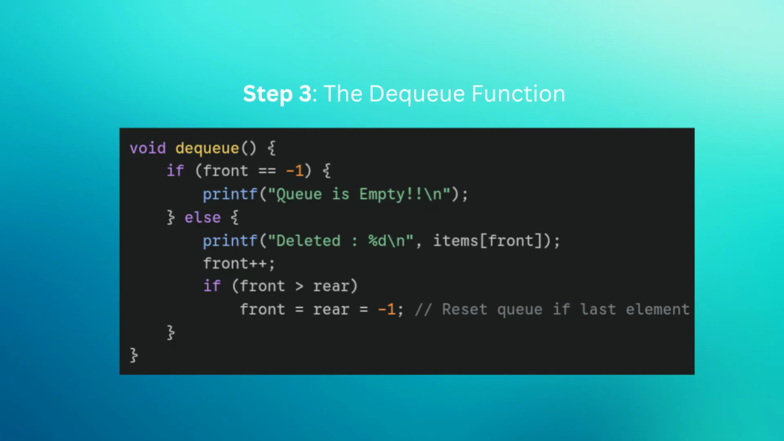We check if it's empty first. If not, we remove the item conceptually by moving the front index forward. If front passes rear, the queue is empty, so we reset both to -1.